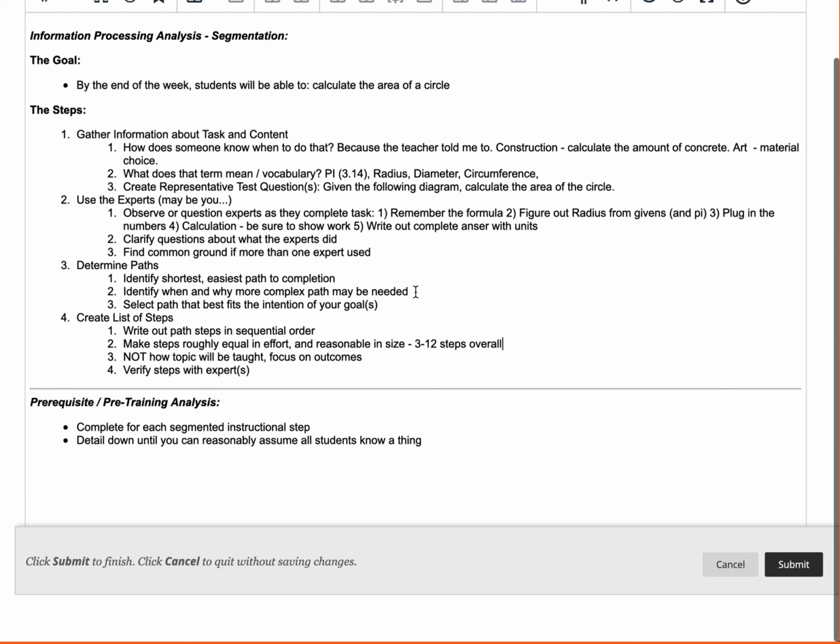But if you are not an expert in the topic that you're working on, find somebody that you can bounce the ideas off and say, hey, does this look like what the steps would have to be in order for a student to do this particular thing?